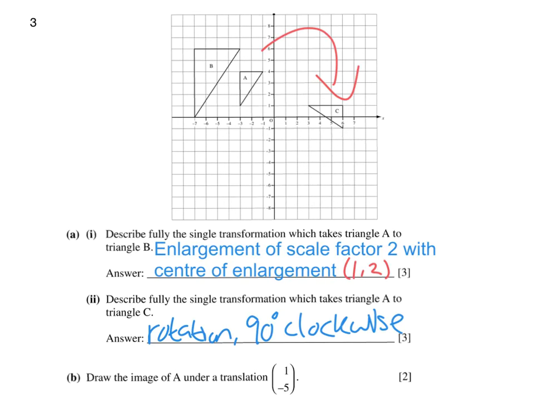So for instance, you might start with point 0, 0. So starting with point 0, 0, I would put my pin there, I would turn my tracing paper, and I would see if it matches up with the new triangle. Now let's try that and see if it works.